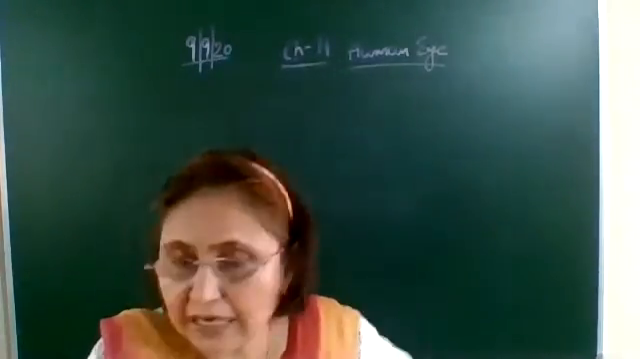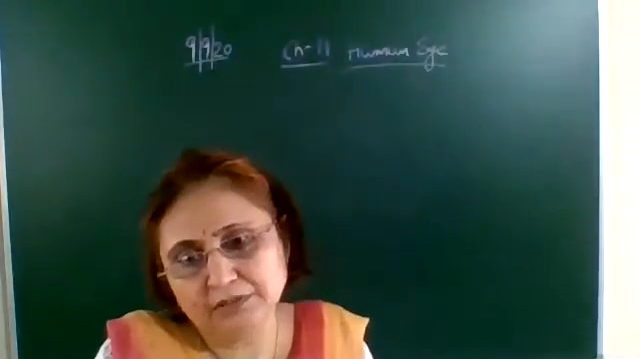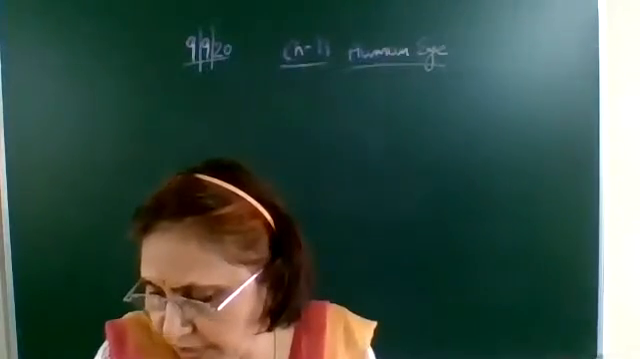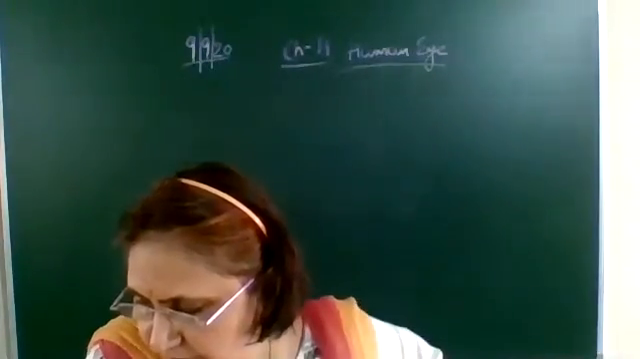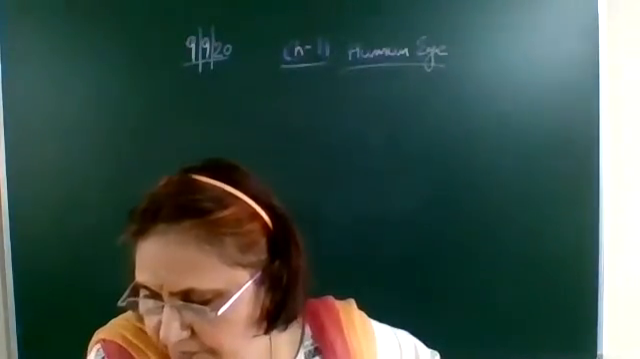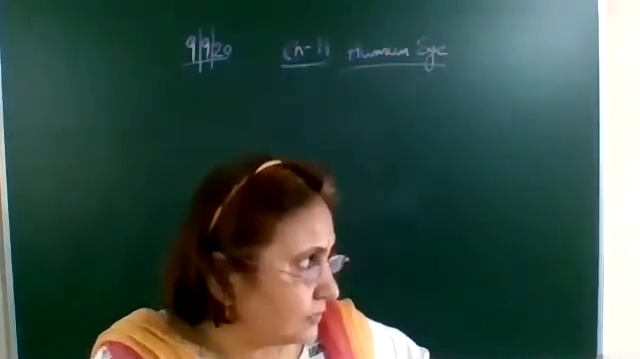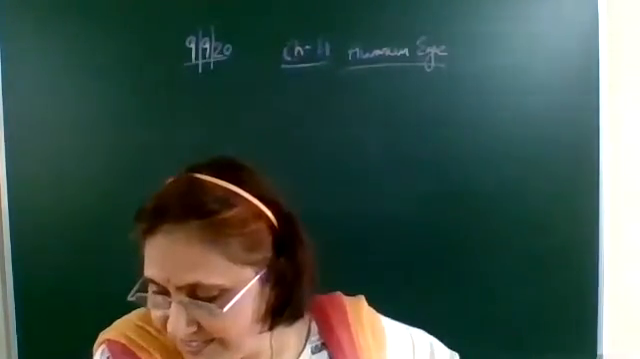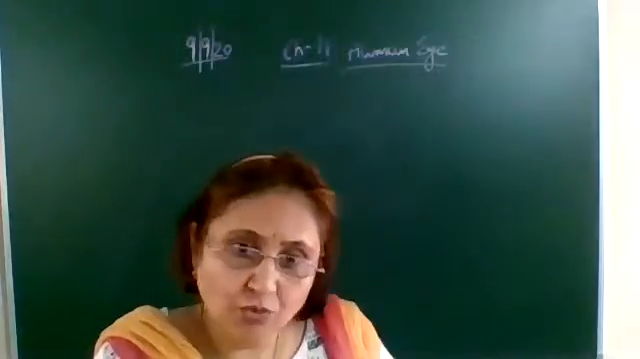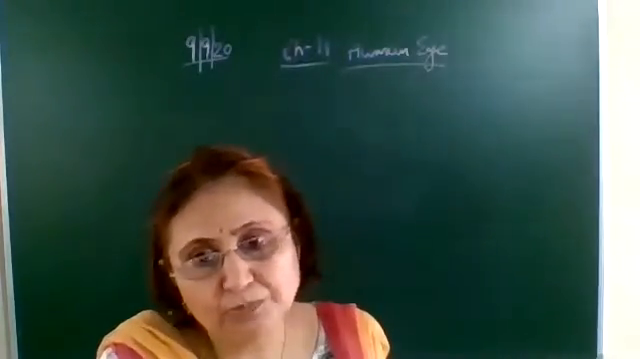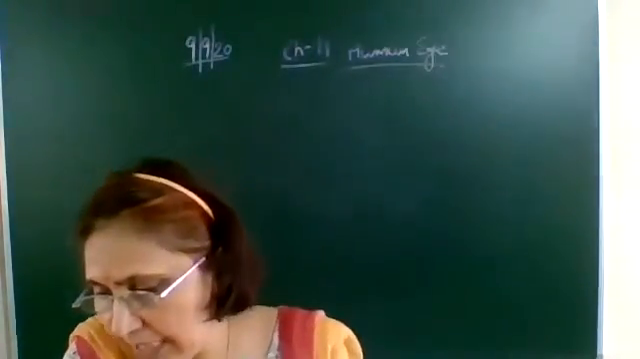Write down, it controls the size of the pupil. Okay, now what is pupil? Pupil is the small hole in the iris.